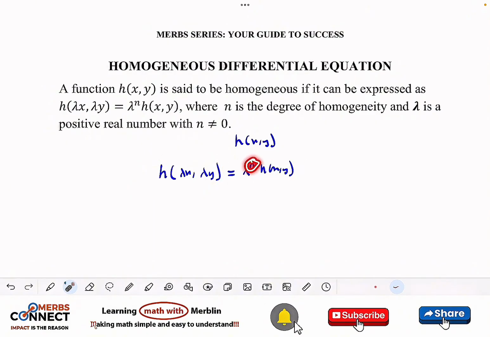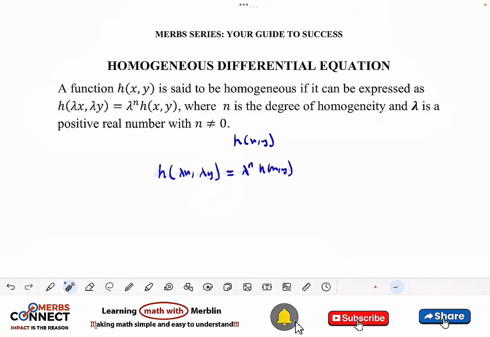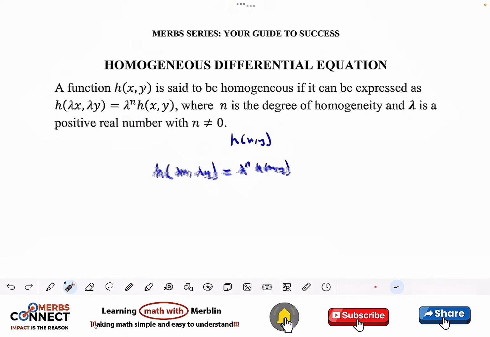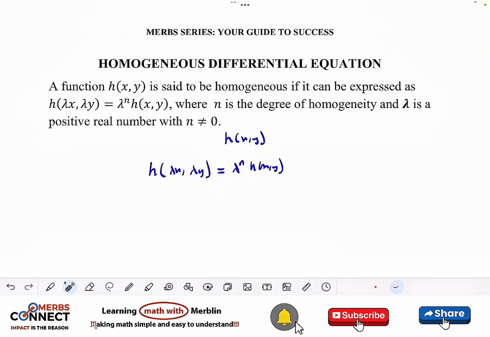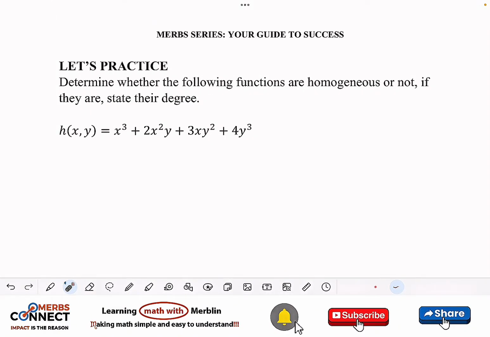Now this n here is the degree of the homogeneity, and lambda is any positive real number, with n not equal to 0. Now let's take some examples and see how we can do this. Before we learn how to use the method, let's test and see if some functions are homogeneous or not homogeneous. For example, let's look at this.